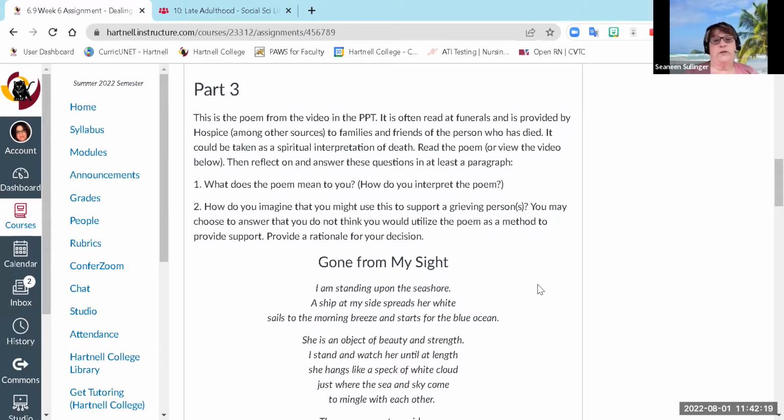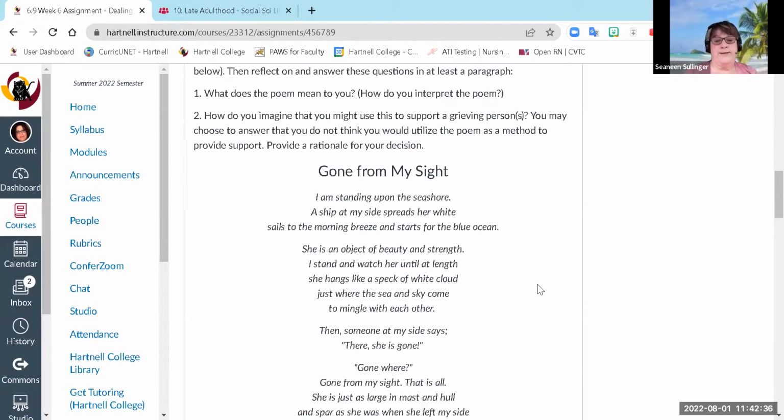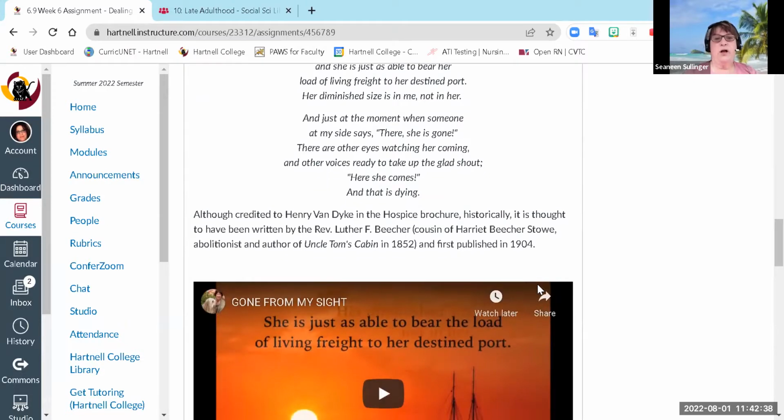You may choose to answer that you don't think you would use this to provide support. Some people really love this, and other people are like, no, I think this is a little too deep. I'm not sure that it would really help somebody. And that's okay. It's how this particular method speaks to you. And that's fine. It's called Gone From My Sight.